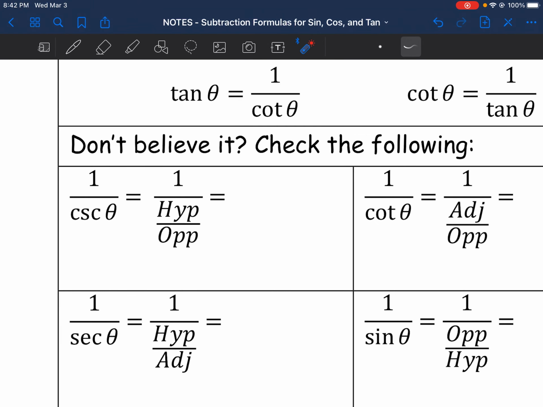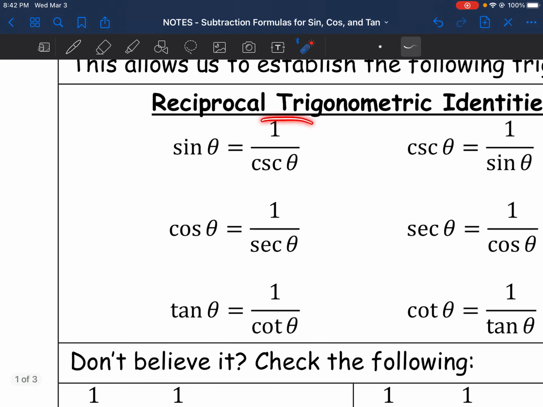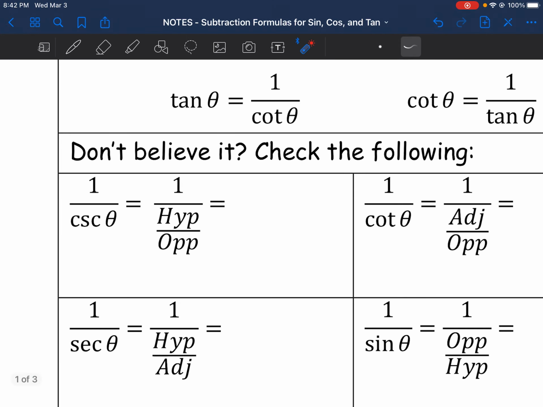So we want to verify that 1 divided by the cosecant of an angle is really the sine of an angle. Well, we know that the cosecant of an angle is the hypotenuse divided by the opposite leg with respect to that angle. So if I do 1 divided by that, well, we know keep, change, flip. So 1 divided by hypotenuse over opposite really becomes 1 over 1 times opposite over hypotenuse.